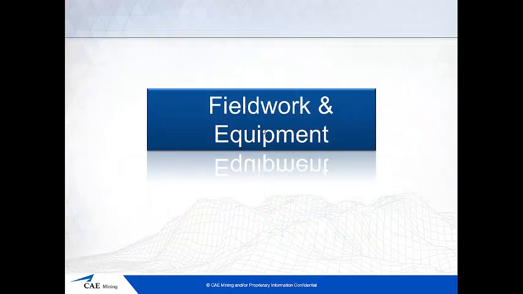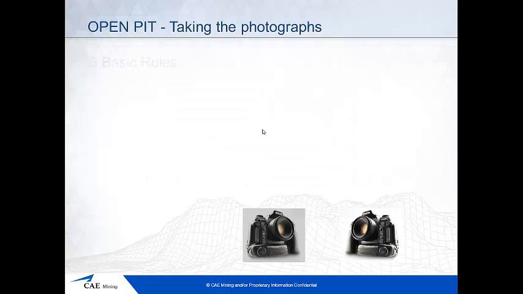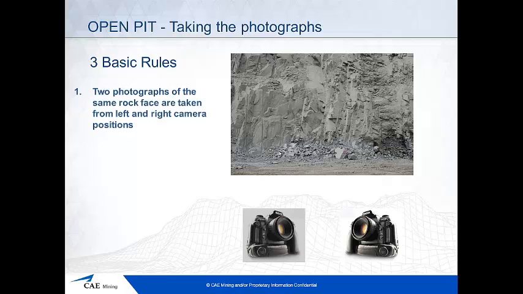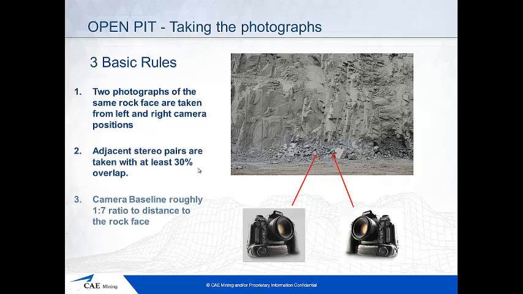Okay, so fieldwork and equipment. How does it work in the open pit? What you do is you take left and right photographs of the same rock face, basically. There's three basic rules. It's very easy, it's very quick. Adjacent stereo pairs must have about 30% overlap, and the distance between the cameras has to be at about a ratio of 1:7. If you follow those three rules, the photography is very easy and very quick.